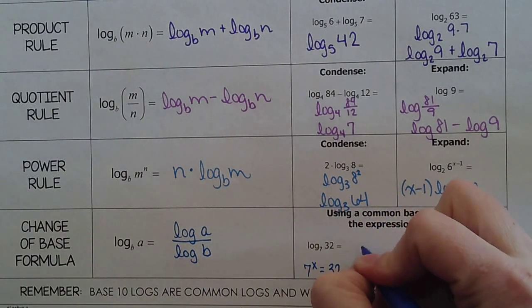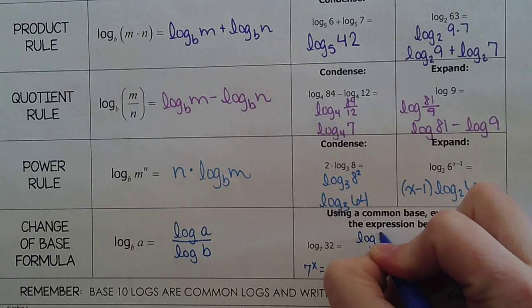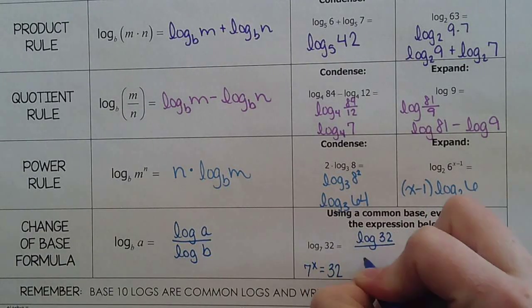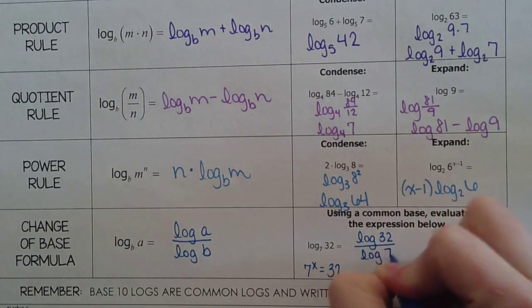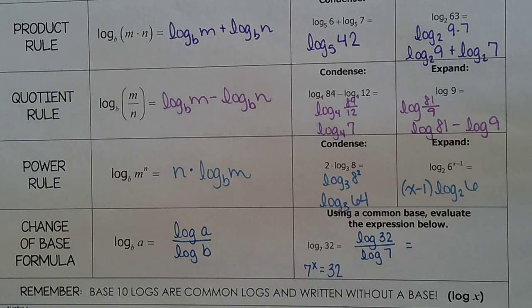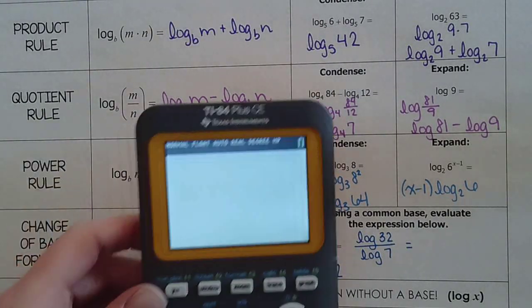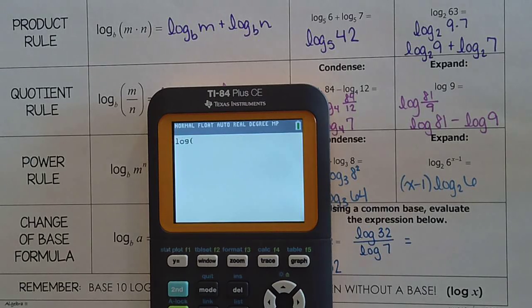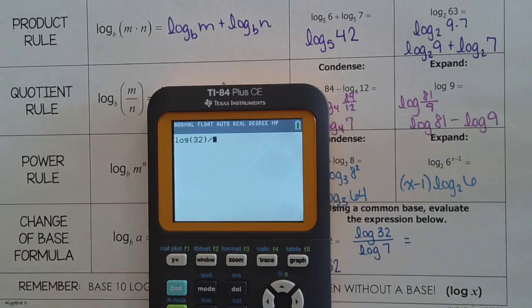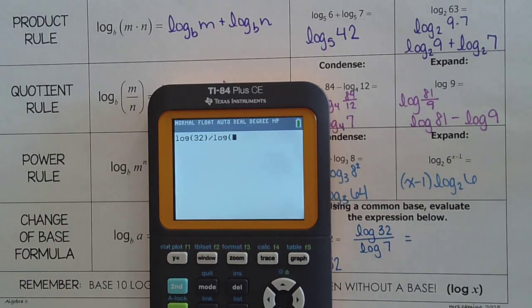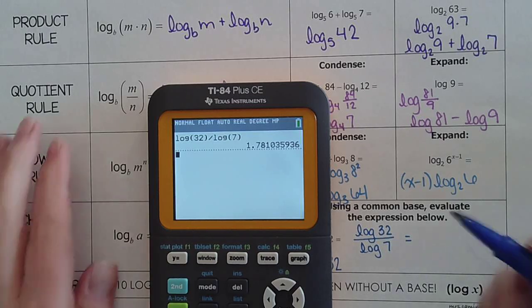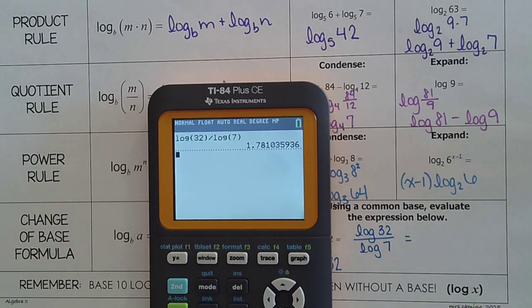So I'm going to use my change of base formula, log of 32 divided by log of 7. I'm going to type it into my calculator. Make sure when you push that log button, it automatically feeds in a parenthesis. When you put your 32 in, you've got to close that parenthesis before you set up your division problem. Log base 7. And I'm going to round to 4 decimal places.